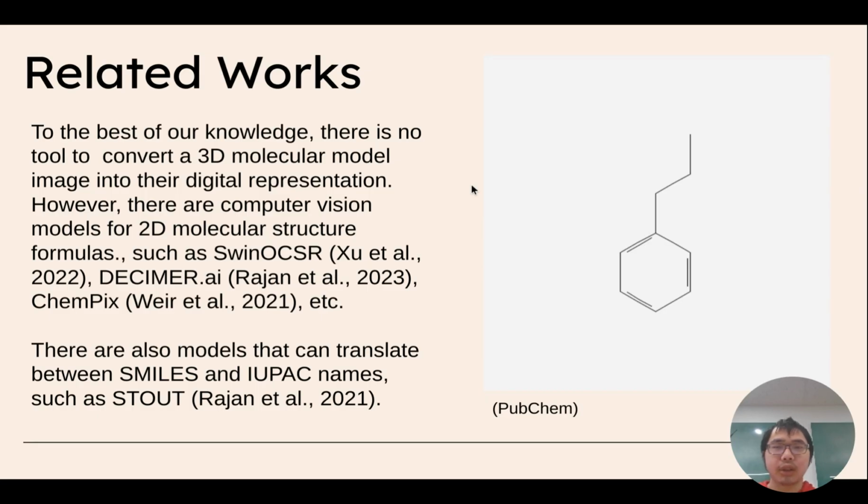To the best of our knowledge, there is no tool to convert 3D molecular model images into their digital representation. However, there are some computer vision models that can translate a 2D molecular structure formula, such as this one, into a SMILES string. Some of them targeted handwritten molecules, some targeted printed molecules or clear structures, either printed by computer or hand drawn using a ruler. Swin-OCSR primarily focused on printed molecules, DeepSMILES did both, and Decimer mainly focused on handwritten molecules.